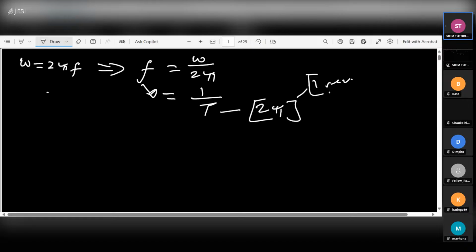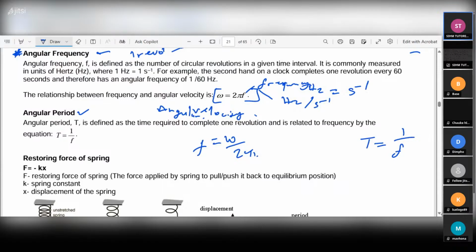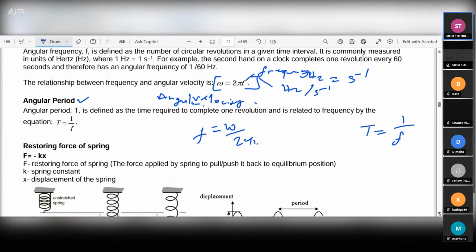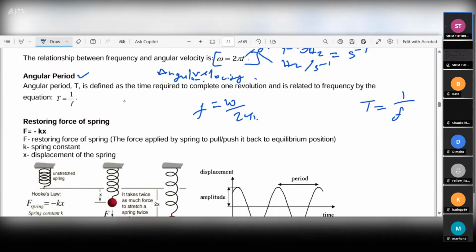So you need to know that one revolution, it's all about 2 pi. So from there, when we go back to our learner guide, here we'll be focusing on the first term. So the reason is restoring force. Okay, restoring force of a spring.